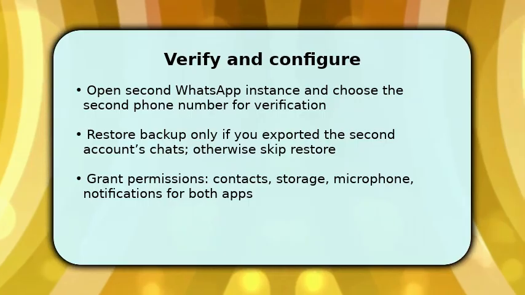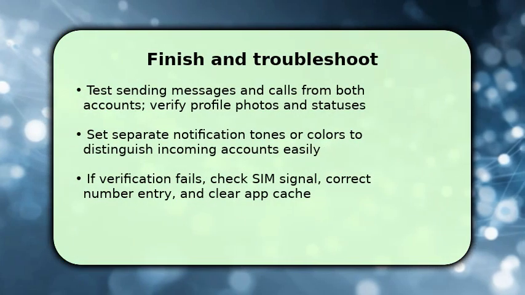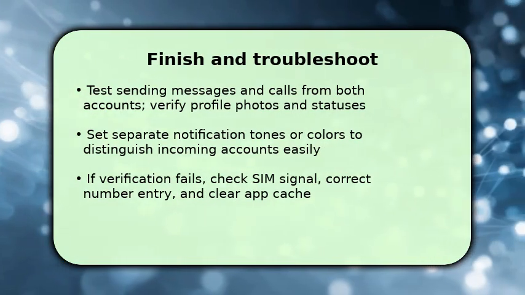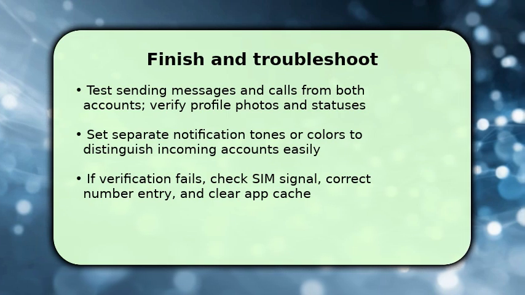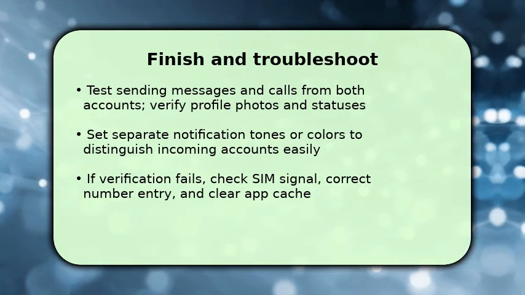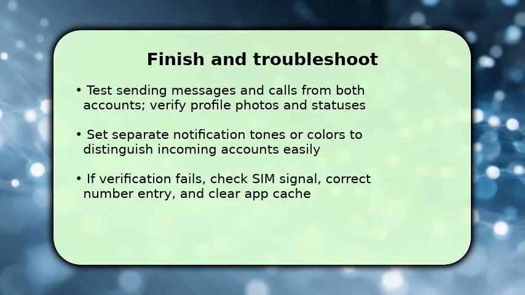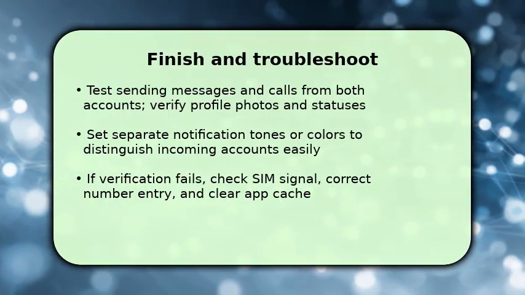You finish by testing messages and voice calls from each WhatsApp instance to confirm both numbers work and appear correctly to your contacts. Make it easier by assigning different notification tones or badge colors so you can tell which account received a message at a glance.